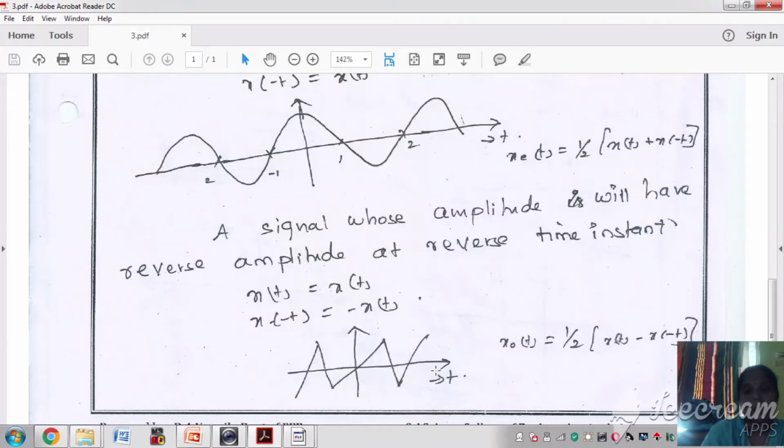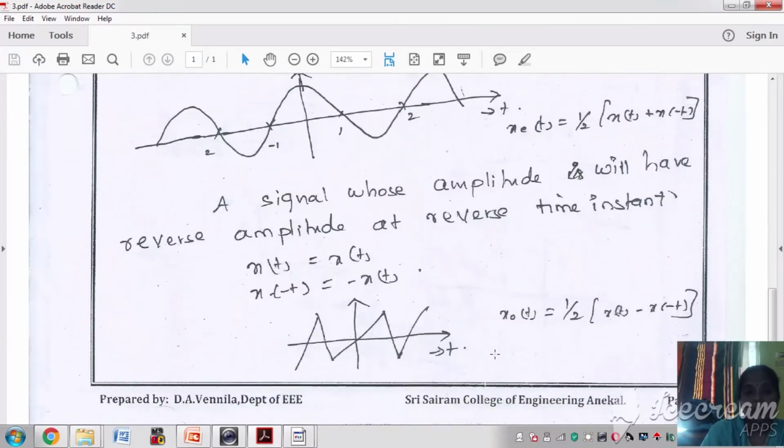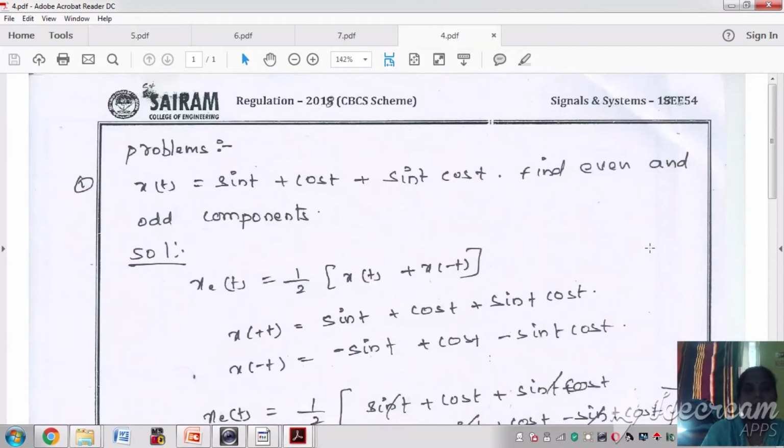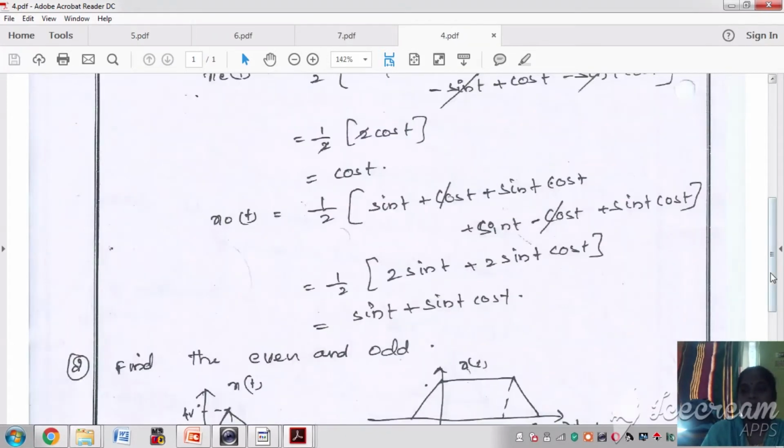Okay, so here the formula for this one is x o of t equal to 1 by 2 times x of t minus x of minus t. So this is the difference between the even signal and the odd signal. Okay, so here we will see some problems related to even signal and odd signal.